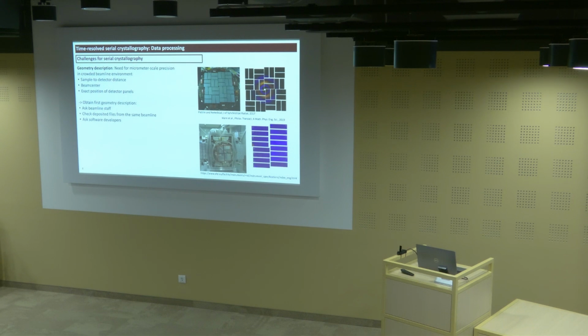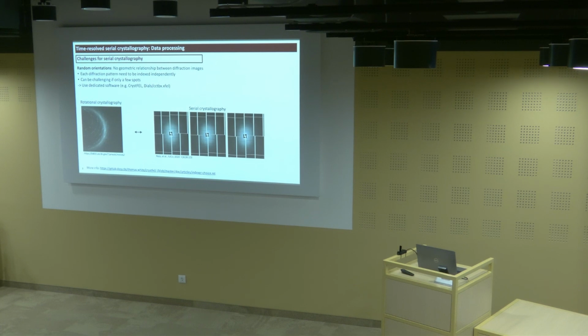So good. Once we have a good geometry description, we can index a lot of images. But there we face a specific challenge, and that is that we collect images from crystals with random orientations. This means that there exists no geometric relationship between subsequent diffraction images that we collect. And this is very different from standard rotational crystallography, where there is a clear relation between one image and its next image. So this means that each diffraction pattern needs to be indexed independently, and this can be very challenging, especially if you only have a few spots.